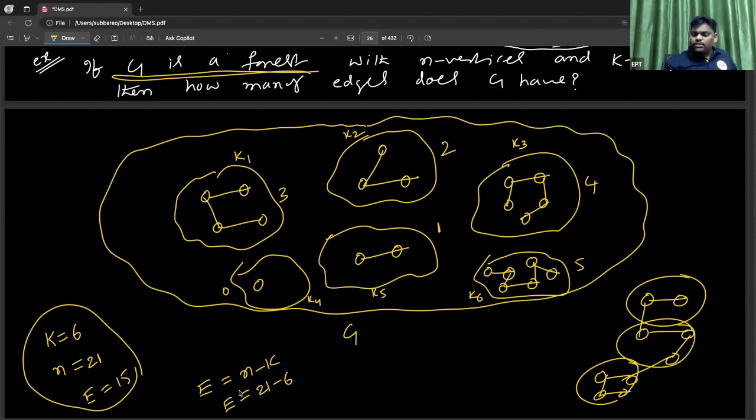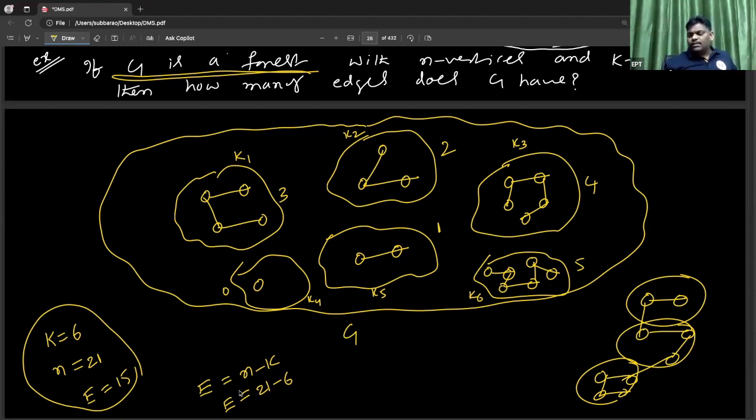If G is a forest with n vertices and k components, then how many edges does G have? If it is not connected, then also no problem. K components means the same, but forest means, remember, every subgraph is a tree. Forest, you may be thinking, is a disconnected graph. Remember, it is a disconnected graph, but every subgraph is a tree.